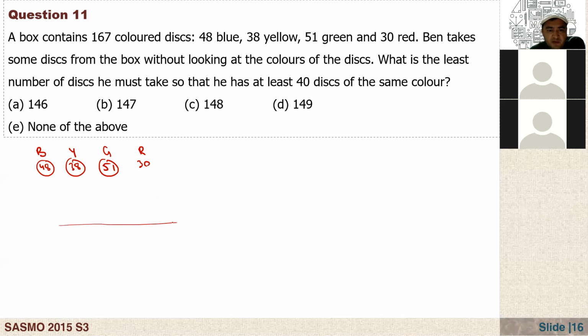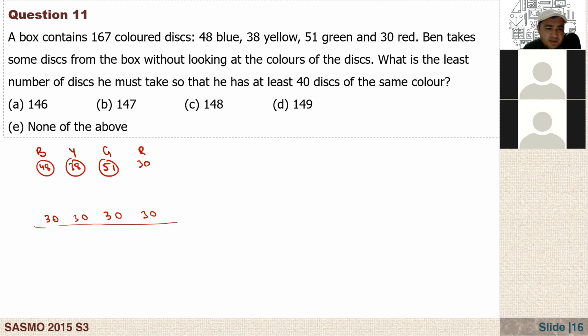First, we just pick until we run out of red, right? So that means 30 of this one, 30 of this one, and now 30 of this one, right? Javid, in this kind of question, we have to think about the worst scenario, because a lot of times students do not understand. By asking for the least number of discs, we are saying that we are 100% sure that if I pick, for example, if Narmin's answer is correct, 147 discs in any order without looking, then at least we will have 40 discs of the same color.